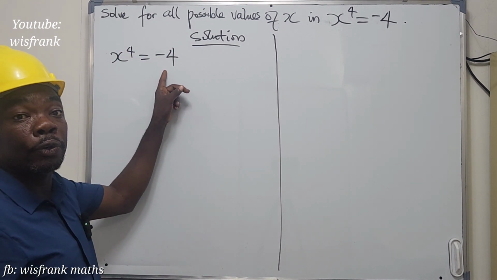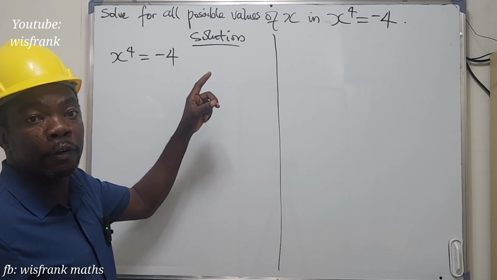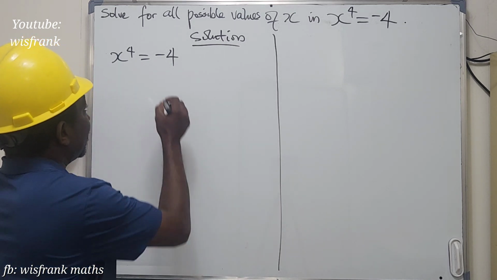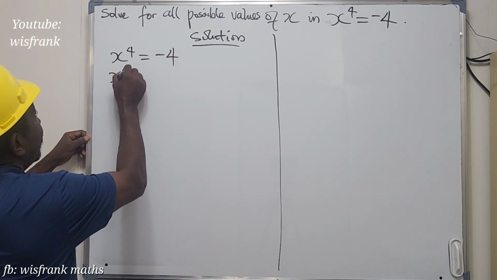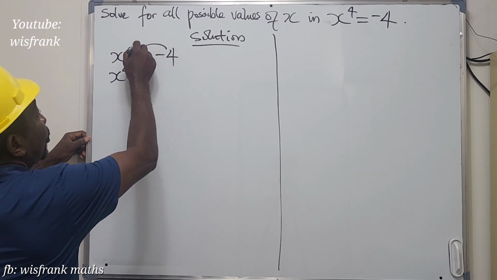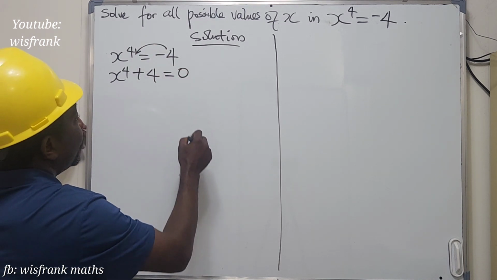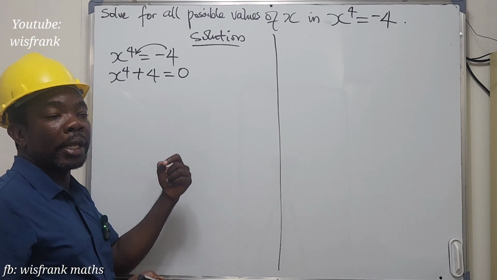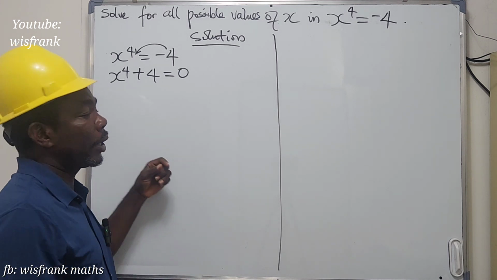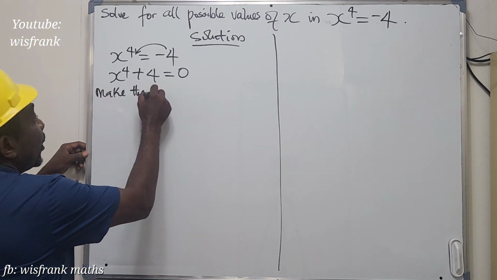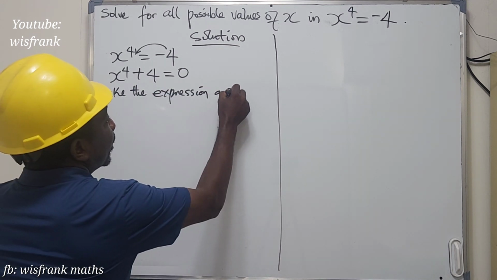What we are going to do first is transpose minus 4 to the left hand side. So this will become x to the power of 4, and when minus 4 is transposed to this side, it becomes plus 4 equals 0. The next step is for us to make this expression a perfect square.